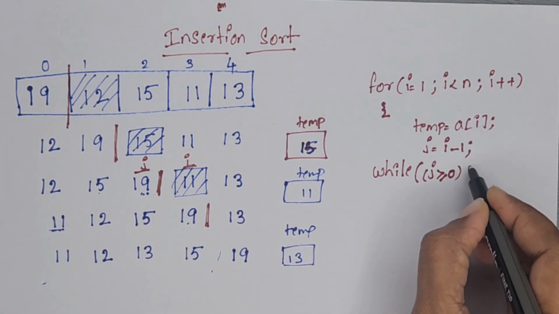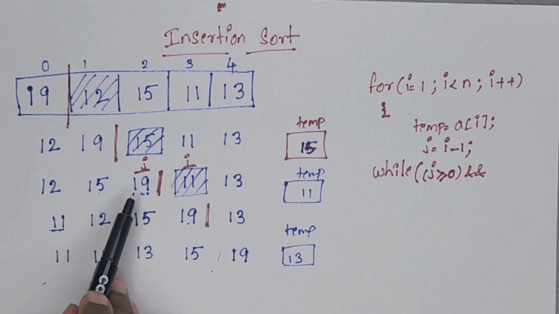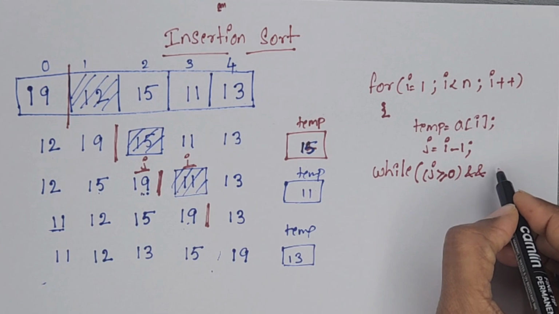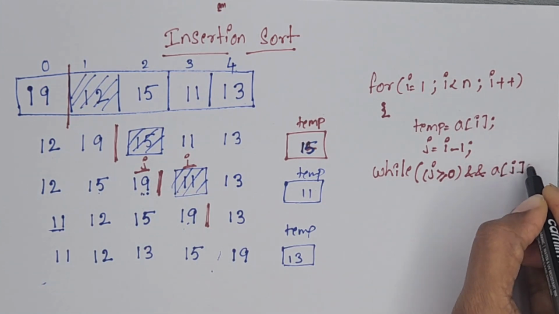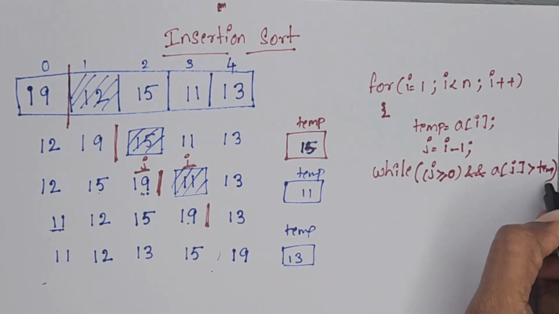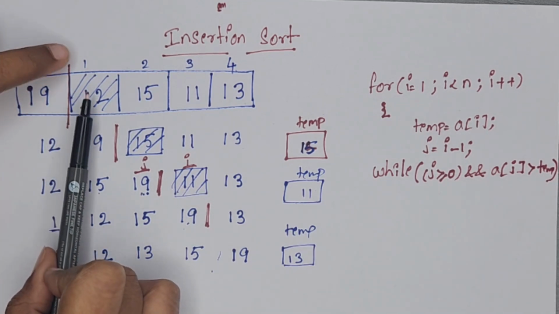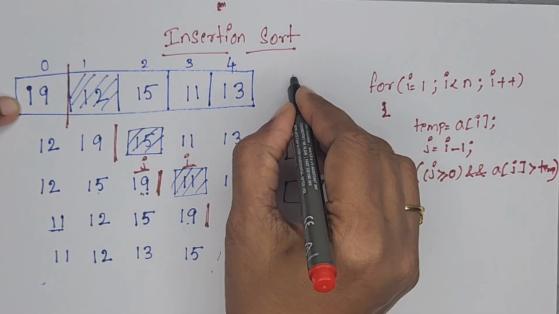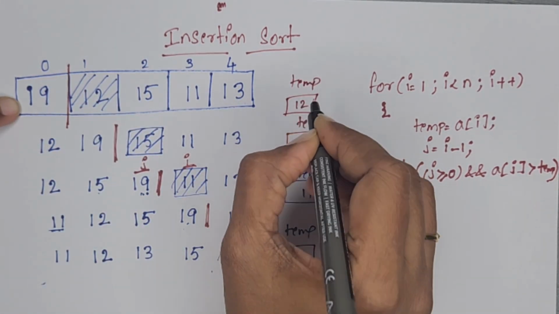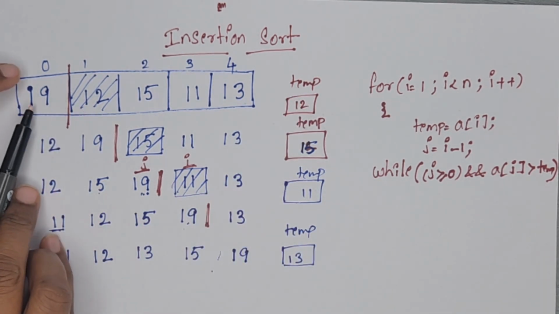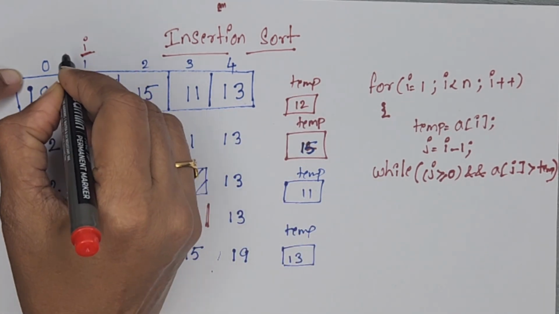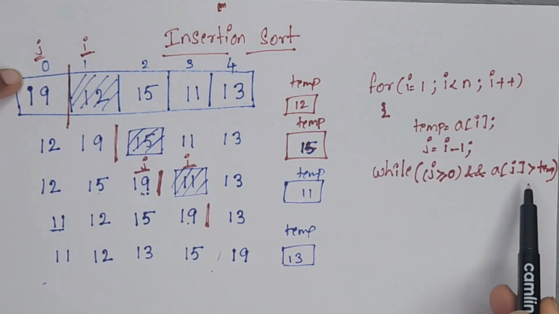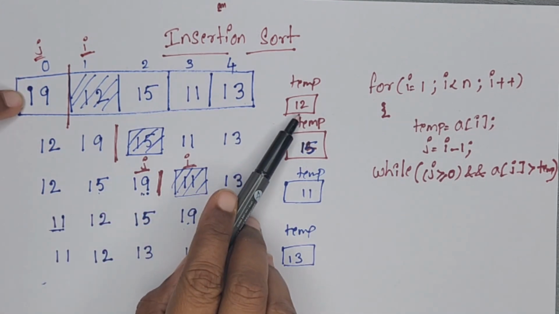Now, if j is greater than or equal to 0 and this a of j, we are comparing with this temporary variable. A of j is greater than temp. Initially I is 1, j is 0. If a of j is greater than this temp, initially we have assigned 12 to temp, right? Now temp value is 12. If I starts from 1, j is 0. j is greater than or equal to 0, yes. Now a of j is greater than temp, yes. 19 is greater than 12.